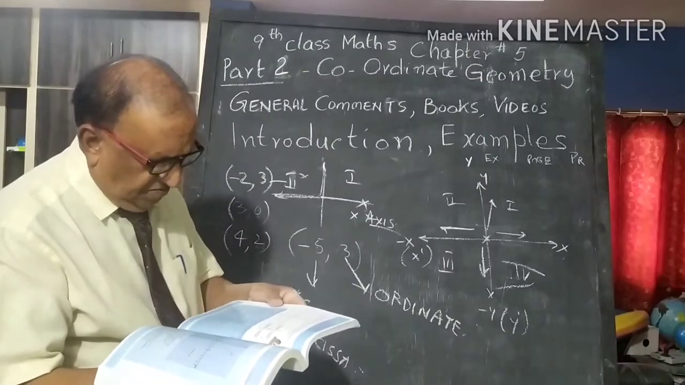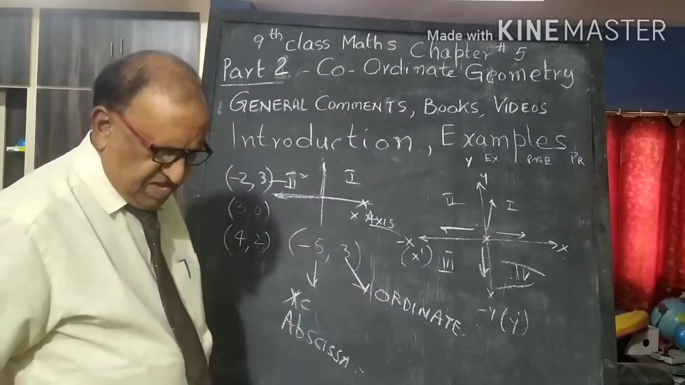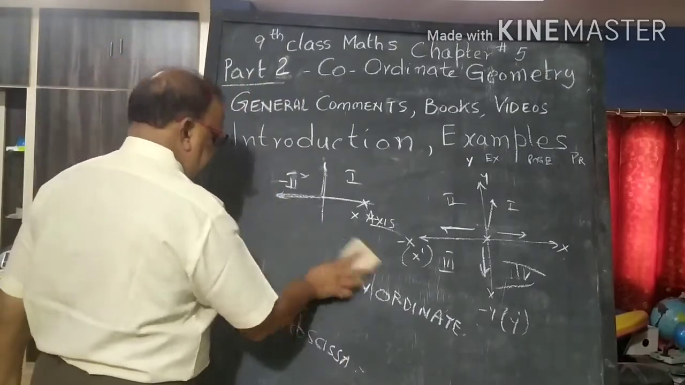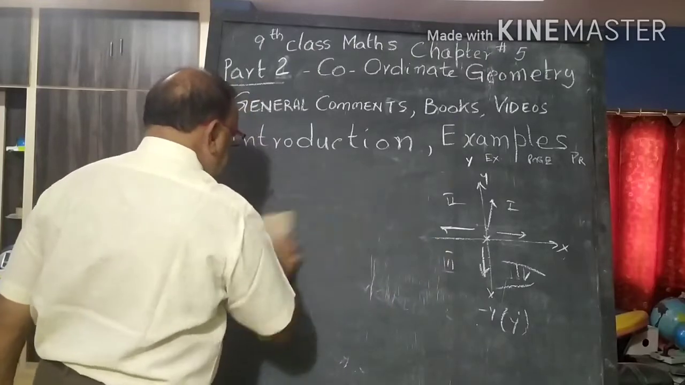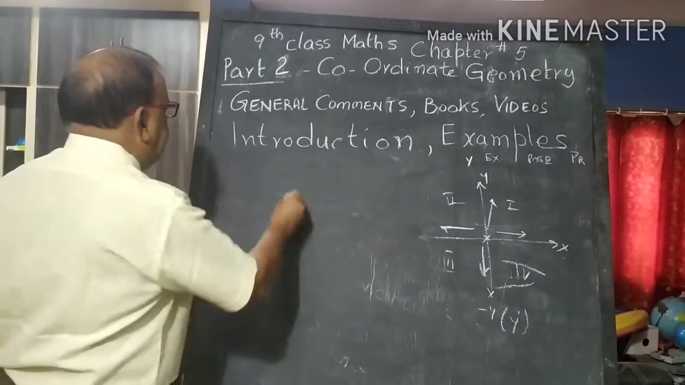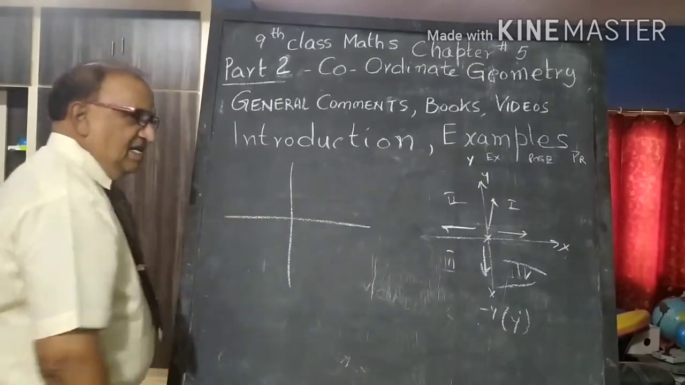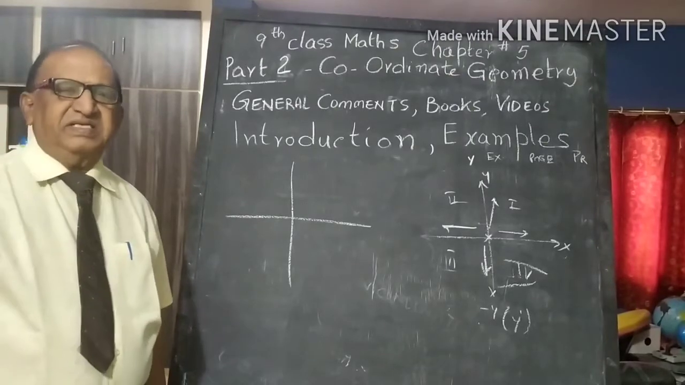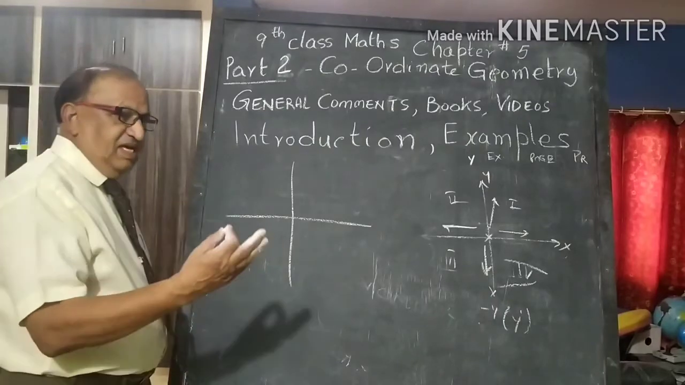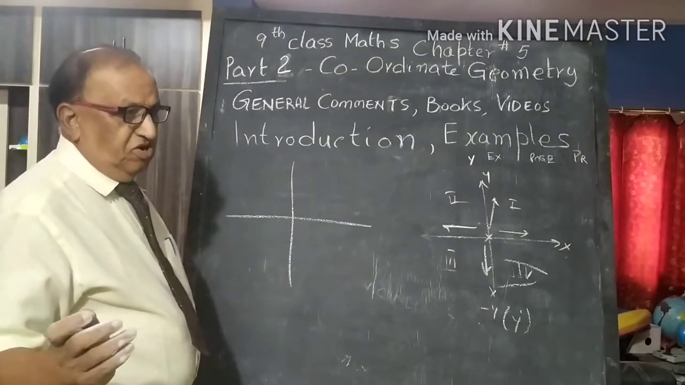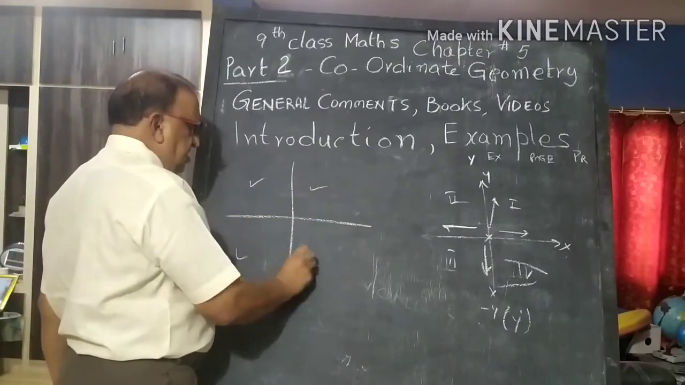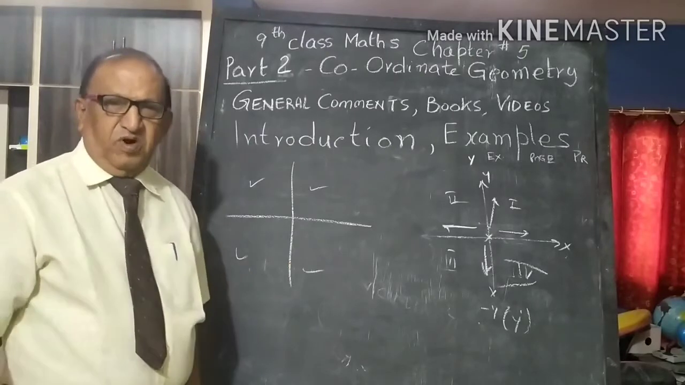Now next one. Which of the following points lie on the axis? You have to find out which points lie on the axis. Now I told you earlier, if the x coordinate is 0, it is lying on the y axis. If the y coordinate is 0, it is lying on the x axis. If none of them are 0, the point has to be in one of the four quadrants, depending on the values, whether positive or negative.